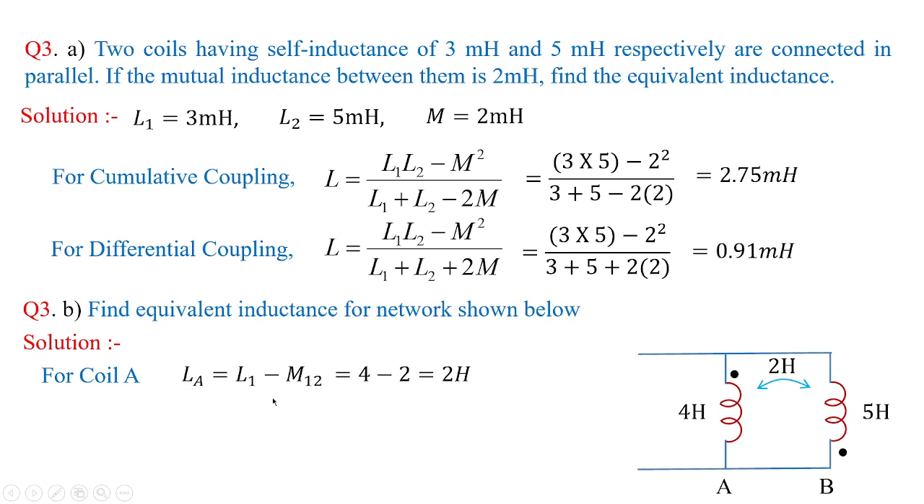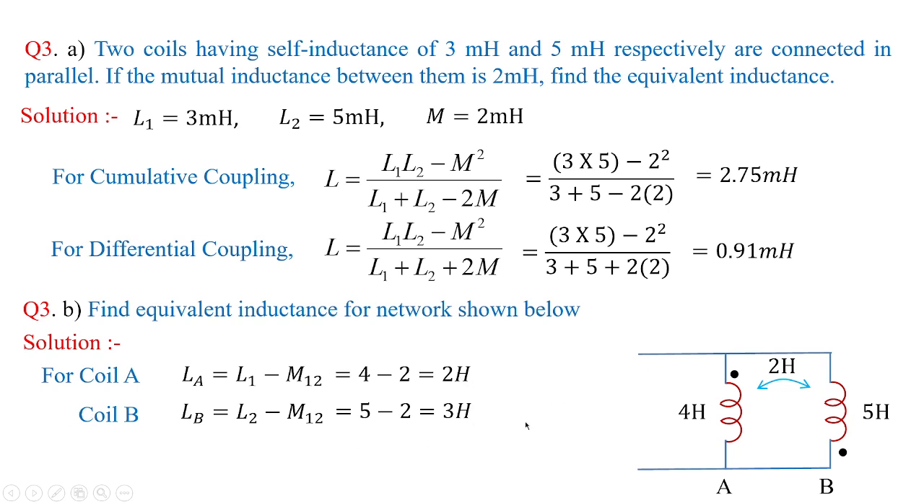Similarly, for coil B also, I'll take the value of L2 minus M12. M12 or M21, you take the mutual value to be the same. So overall for coil B, the value will be 3 henries. So coil A we get 2 henries, coil B we get 3 henries.